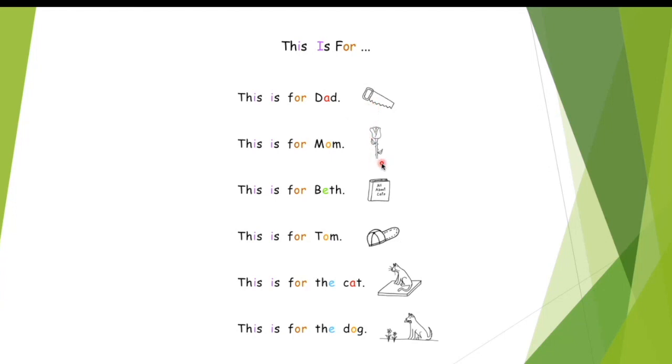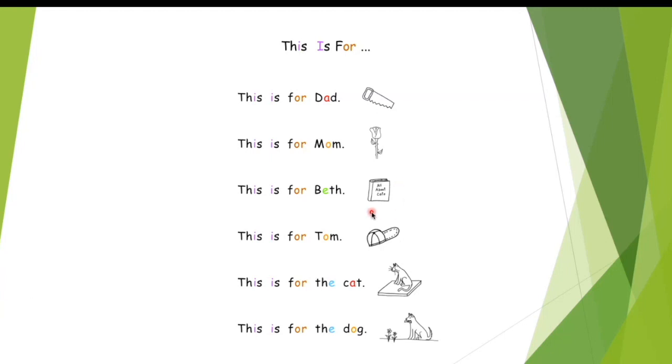Now here, what do we have here? We have here a flower, all right? Let's see, this flower is for whom? This is for Mom. So this flower is for Mom.